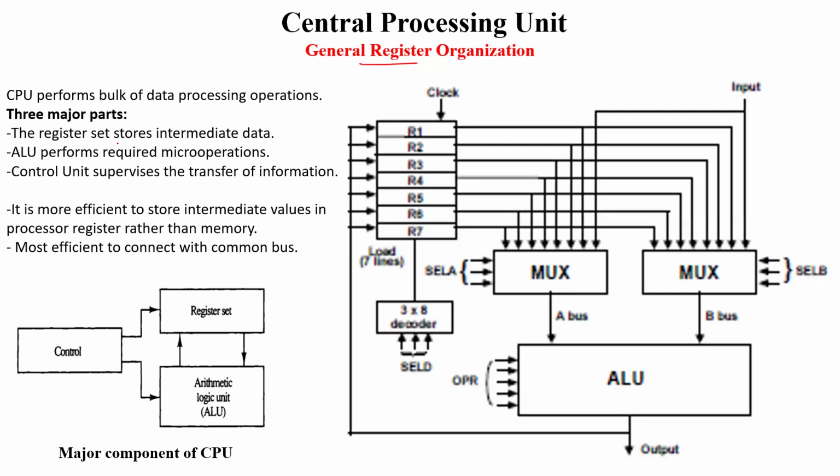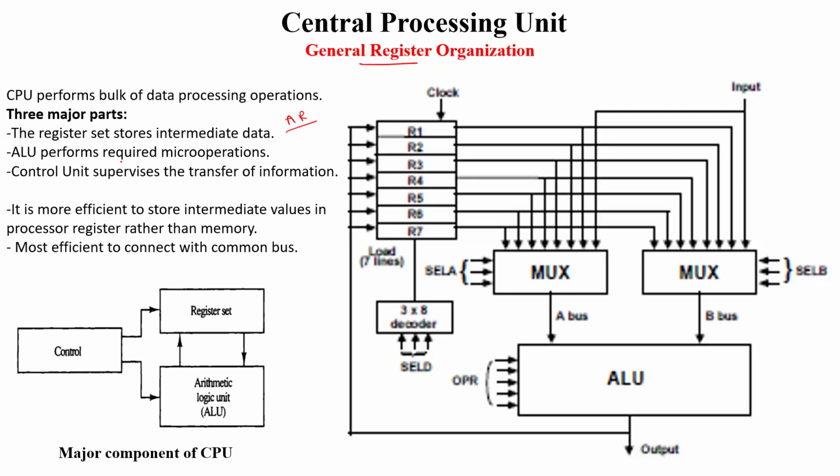The first one is the register set, which stores intermediate values. During execution, the intermediate values we need can be stored here. We do not always store them in memory, because to store in memory you again have to seek the particular address at which to store, and all this takes time, so propagation delay occurs. So we have processor registers that store intermediate or temporary data.